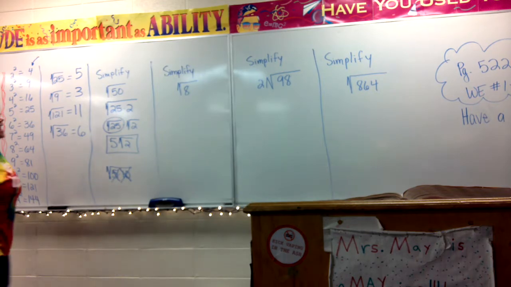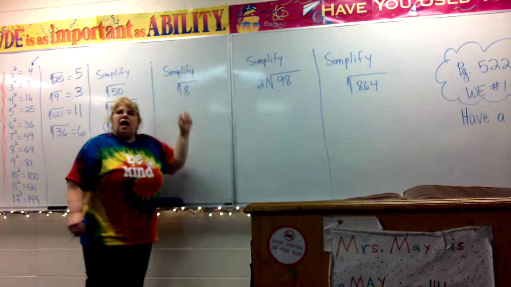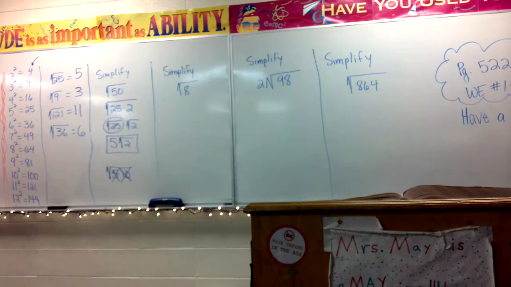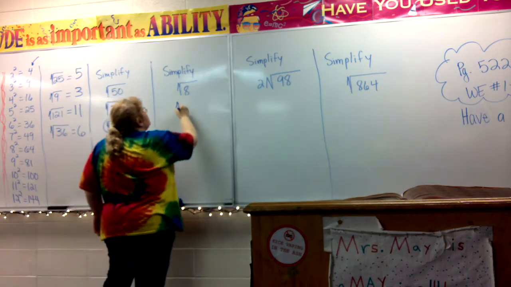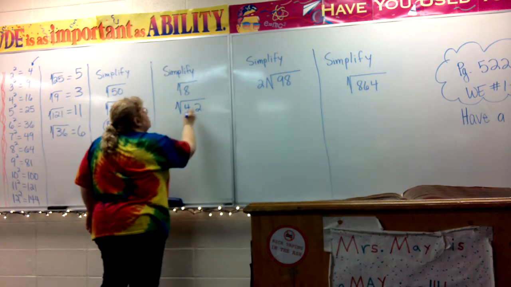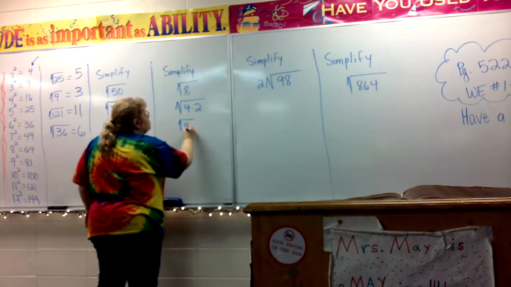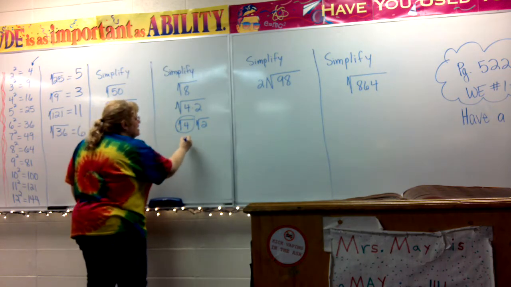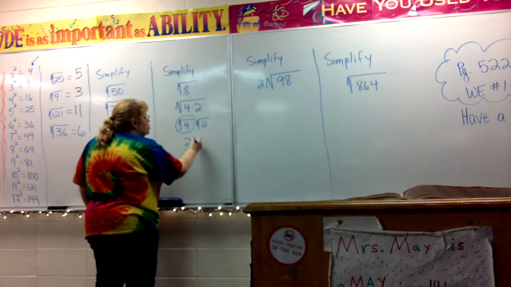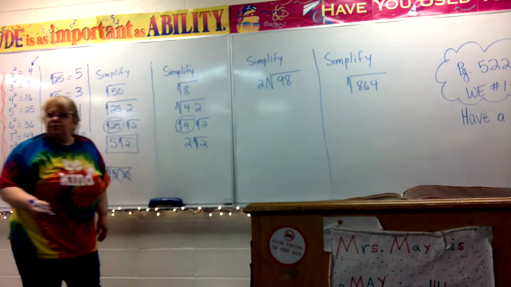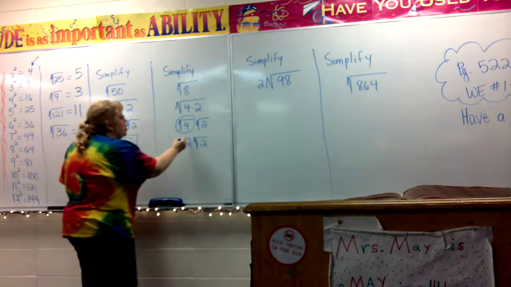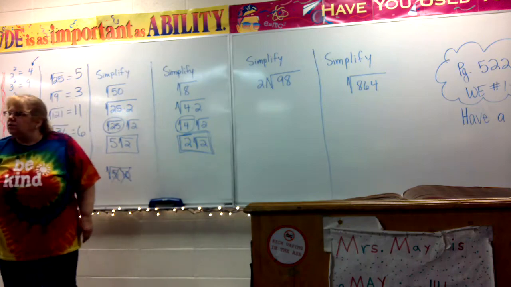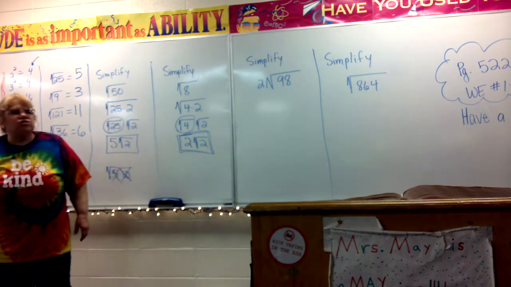So what about the next one? 8, it's a pretty small number. Look on your list over here. What goes into 8? 4, right. 8 is 4 times 2. What's this? Well, the rule says you can break it down. And now, what's the square root of 4? It's just 2. And square root of 2, you can't simplify at all. So this one, it's 2 square roots of 2. Make sense? Anybody with questions so far?